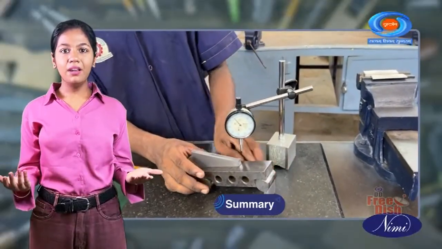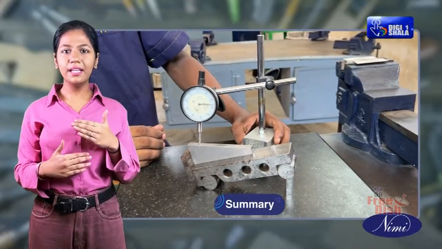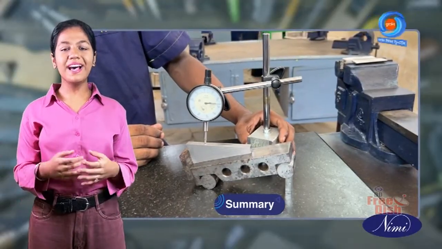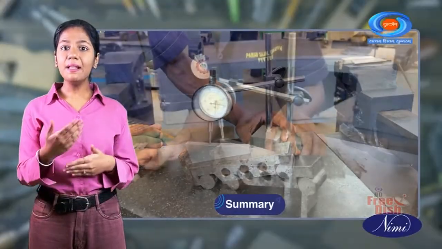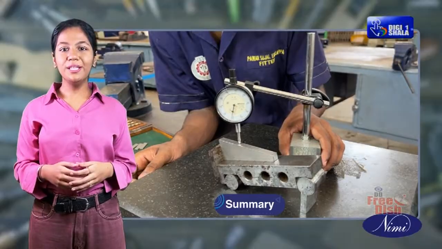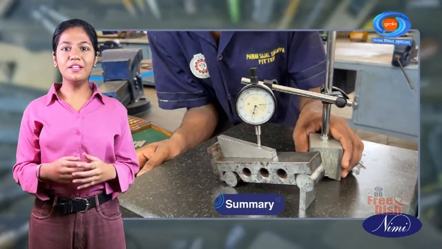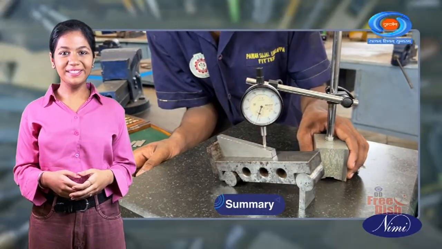The sine bar serves as a reference surface and aids in setting up the workpiece at the desired angle. It helps ensure accurate measurements and adjustments during the process. The dial indicator helps in measuring deviations from the desired angle.